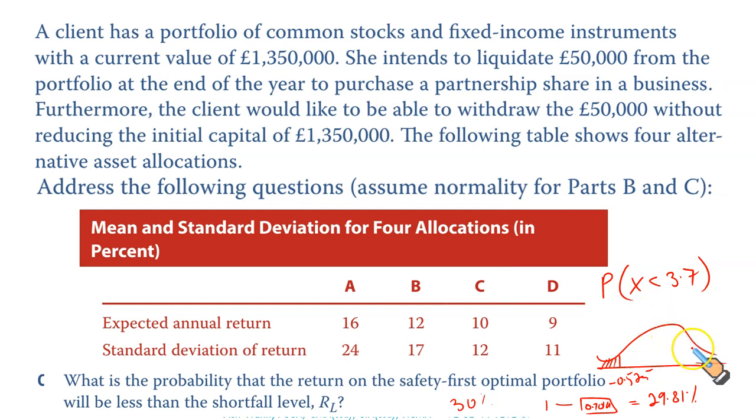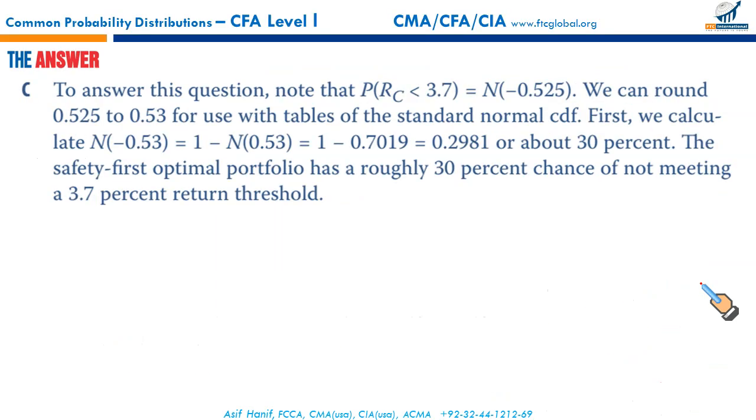There are two ways. Either you do 1 minus the value you find in the z table, or there is also a separate table given for negative values. If you use that table directly, you will get this percentage directly. So whichever option you want to use, fine. As per this number, there is roughly a 30% chance of not meeting the minimum return threshold of 3.7. And that's given right here.